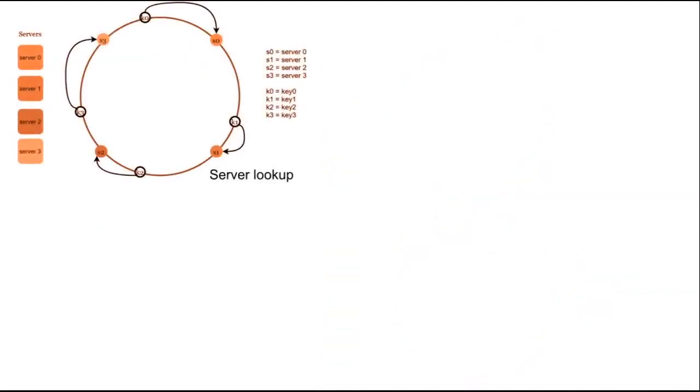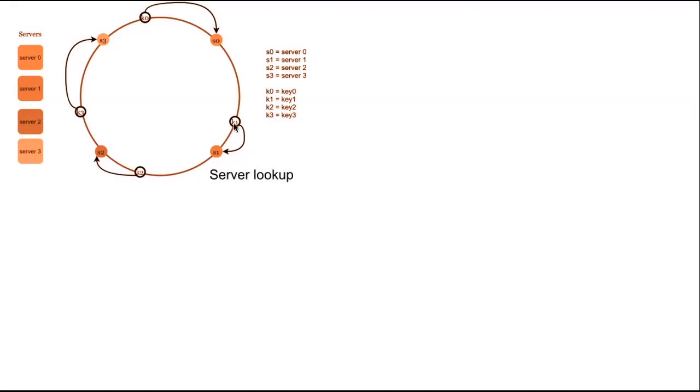Now, if we talk about server lookup, to determine which server a key is stored on, we go clockwise from the key position on the ring until a server is found. To find out where K0 is stored, we go clockwise, and on going clockwise we find S0 coming, right? So K0 is stored on server 0.